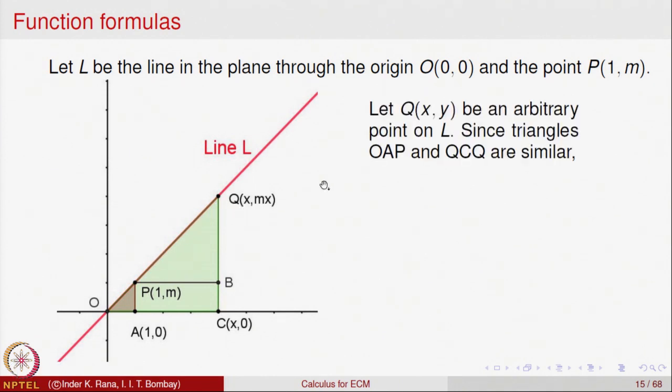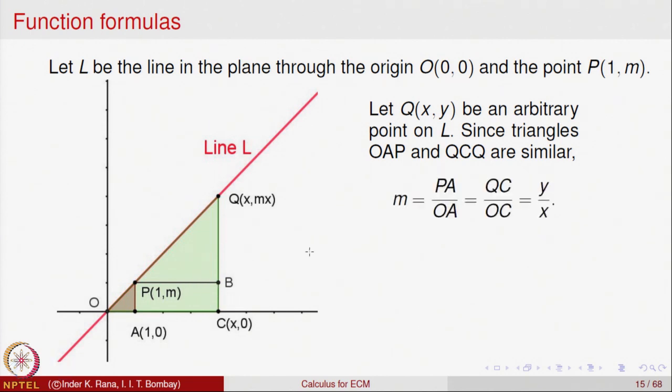So, let us take Q. Let us say the coordinates of Q are x comma y. We want to compute y in terms of x. So, let us look at these two triangles QCO and PAO. What I have done is I have drawn a line here parallel to the x axis, and this is a line which is parallel to the y axis, and they meet at the point B. So, let us look at the triangle QCO and the triangle PAO. So, this small brown triangle and this big triangle.